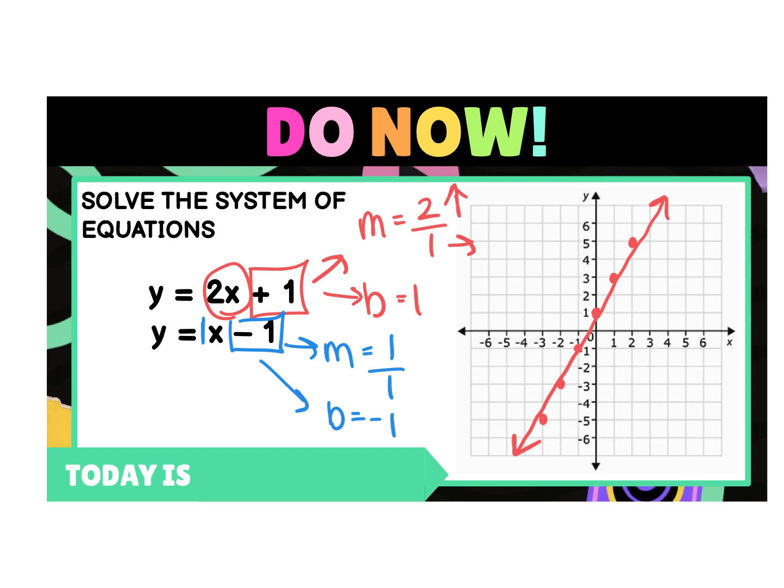So we're going to start at negative 1, and we're going to go up 1, right 1 because it's positive. Up 1, right 1, up 1, right 1. Now it seems silly to continue going with this line up and to the right because they're not going to meet up here. So I'm going to go back to my starting point and do the opposite. Down 1, left 1, down 1, left 1.